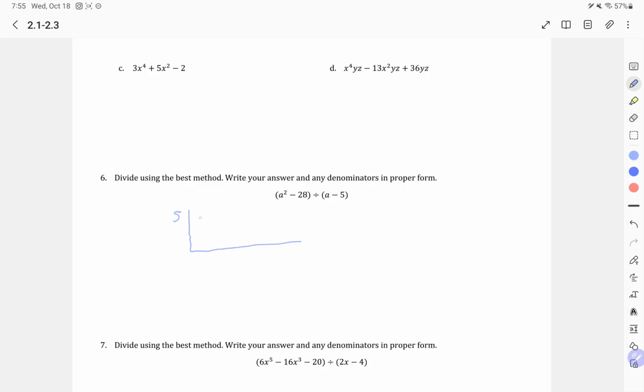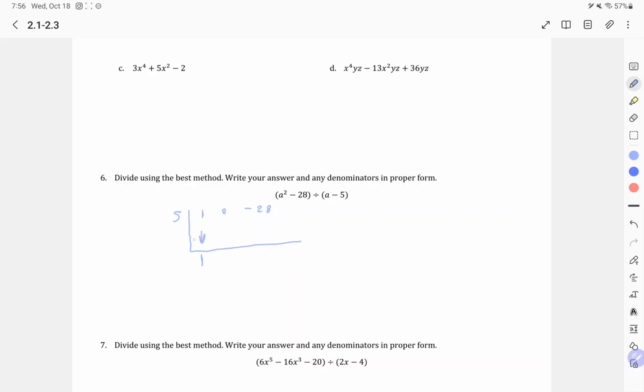Now when you draw 5, it would be a squared. There is no a here, so we need a placeholder. So it's 1, 0, and then negative 28. Because we need a placeholder, there is no spot for an a. There's a spot for an a squared, but not an a on itself. So no a to the power 1, only a squared. Therefore we need to put a placeholder in place of that to fill it in.